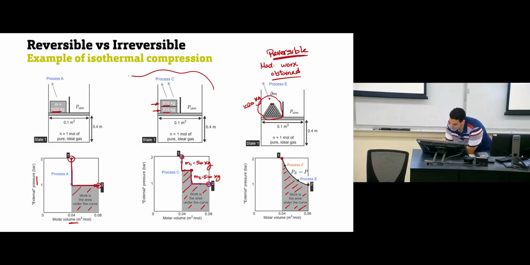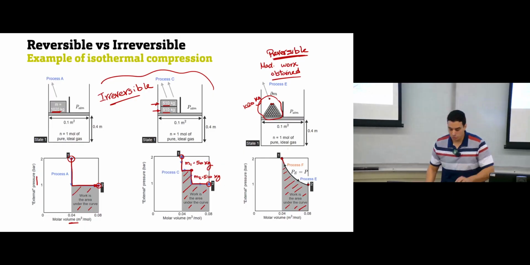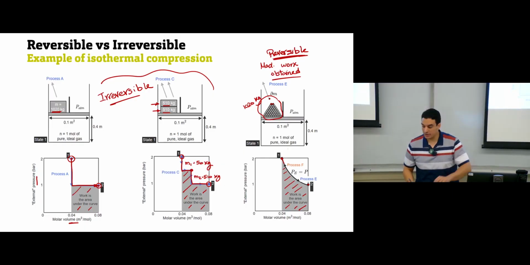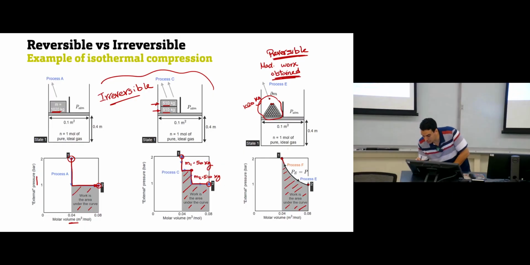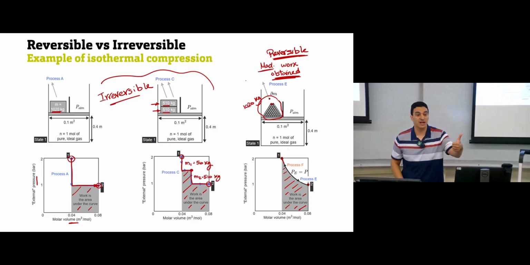But all of these are irreversible, because this process happens very quickly. The amount of work we obtain from this process is less than the amount of work we can obtain from this one. If we operate our process in this mode, we can obtain the maximum amount of work, but it will take a long time.